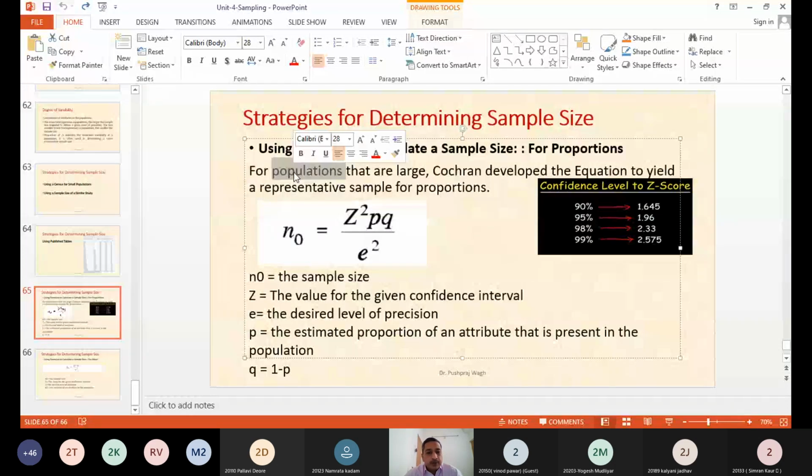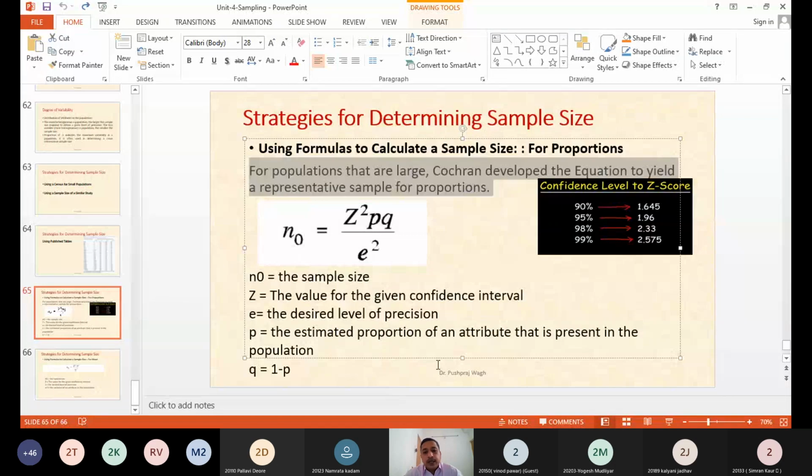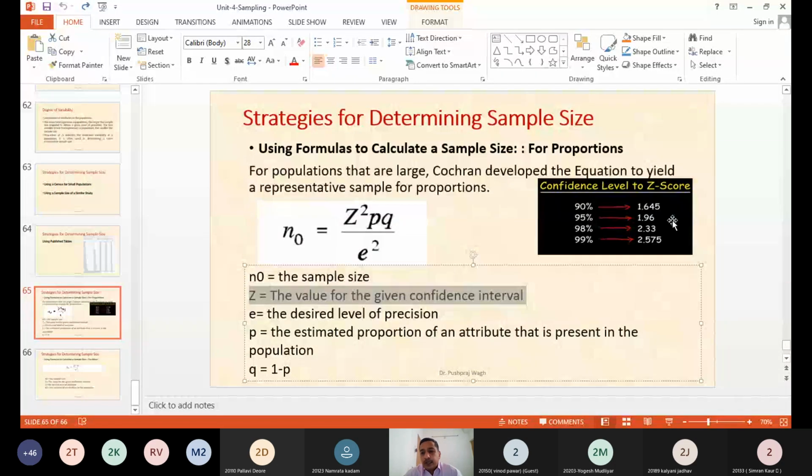So this equation is n0 is equal to Z square pq divided by e square. Here in this example, n0 is the sample size which you want. Z is the value of the given confidence level. You can take the Z value from the confidence level to Z score table. For a 95% confidence level the Z score is 1.96, so you can take 1.96 as the Z value.